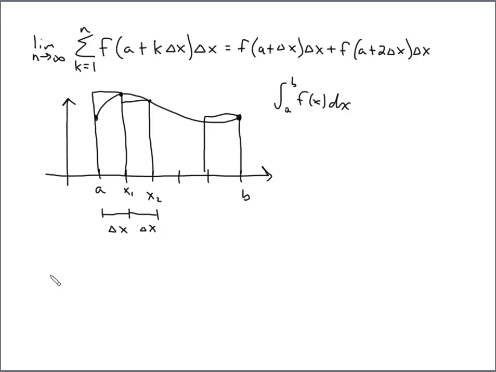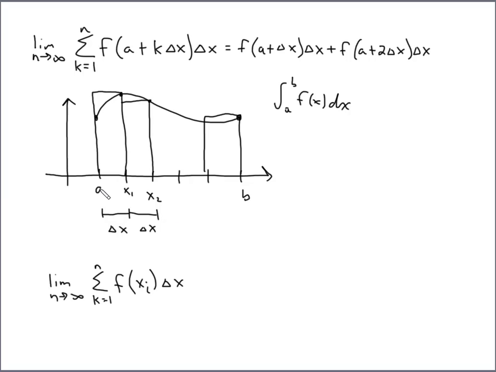Another one that you might have seen is this: the limit as n goes to infinity of the sum from k equals 1 to n of f of, actually I think in this one it's just f of x sub k, and then delta x. So what is this one?